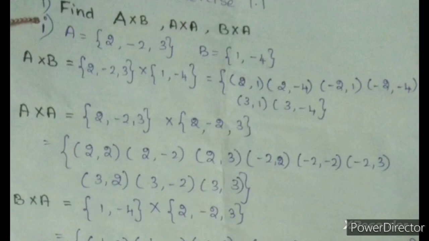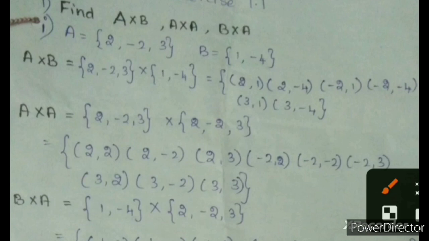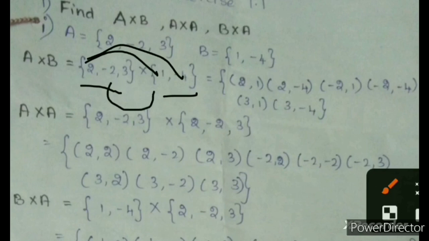Okay, let me see exercise number 1.1. Find A cross B, A cross A, and B cross A. So first, how do we find A cross B? We should write A set, set B, and we should make a combination. This 2 with 1, the same 2 with minus 4. This minus 2 with 1, minus 2 with minus 4. And 3 with 1, 3 with minus 4. So totally we get 6 combinations.